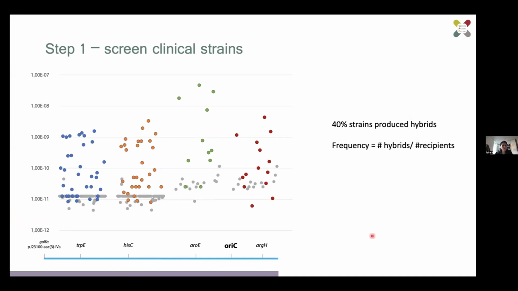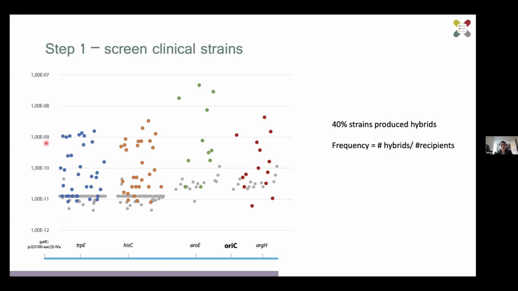So these were the results of our screen. We tested in total 118 strains, and 40% of those produced hybrids. Here on the y-axis, I am showing the frequency of hybrid formation. This is calculated by dividing the number of hybrids that we obtained on the selection plate by the number of recipients that we used. And for example, what this number means is that if I look into 1 billion cells, I'm going to find one hybrid.